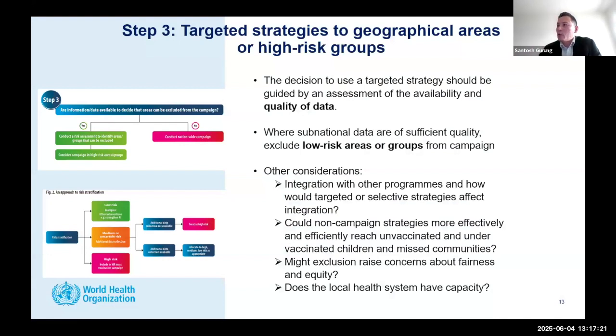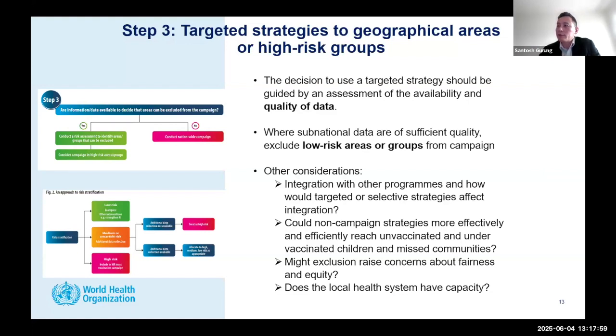Step 3 is more around geography and certain high-risk groups of people that you would want to include in the campaigns. The decision for a targeted strategy should be guided by the assessment and availability of the quality of data, which is step 1 that I talked about earlier. At the subnational level, 2 critical data points are the measles and rubella vaccination coverage through routine immunization, but also through the previous SIAs, and additional information on certain special populations and operational capacity.